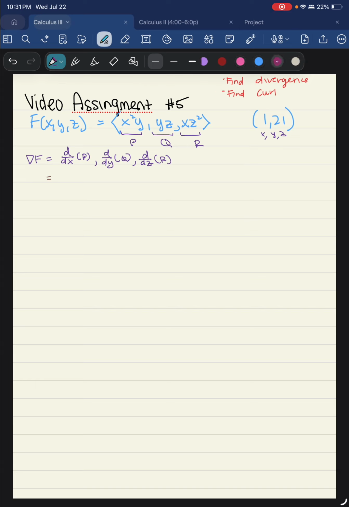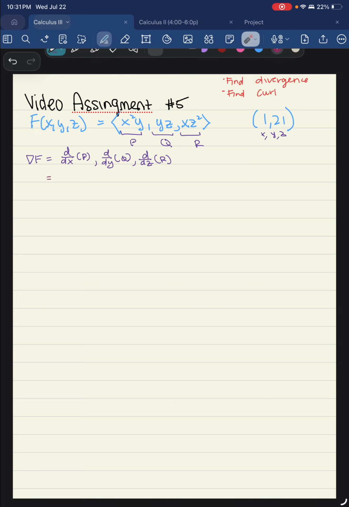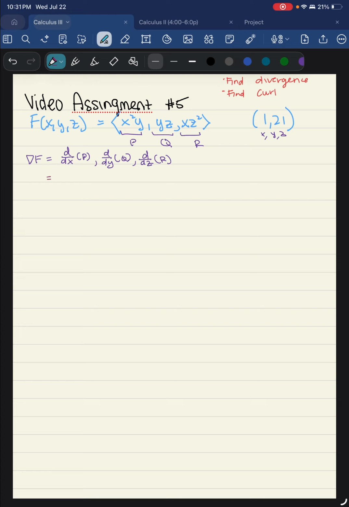So the derivative of our p, here's our p right here. It's the derivative of p with respect to x. Since there's x squared and a y, our y will be treated like a constant. So we bring down the 2, and I'll put 2x, and then we just leave y since they're together.